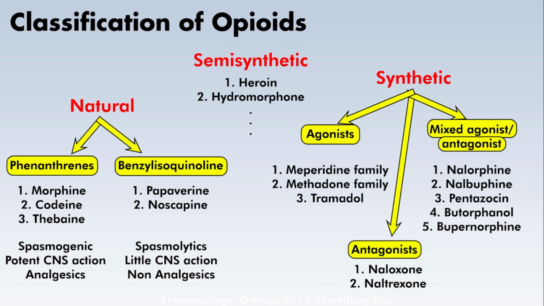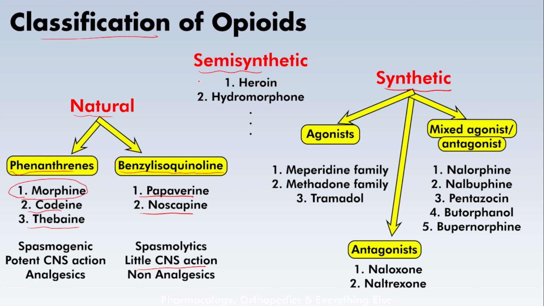Now let's talk about where morphine sits in relation to other available opioids. Opioids are classified into natural, semi-synthetic, and synthetic. The natural ones are in two families, the phenanthrenes and the benzylisoquinolines. The phenanthrenes are morphine, which is our topic of discussion, codeine, and thebaine, and the benzylisoquinolines are papaverine and noscapine. The benzylisoquinolines have less effect on the central nervous system, so they don't work as analgesics. Papaverine works as a smooth muscle relaxant, whereas noscapine works as an anti-cough medication.